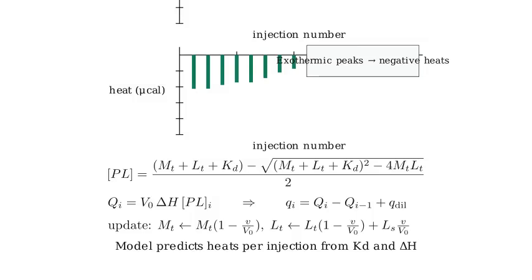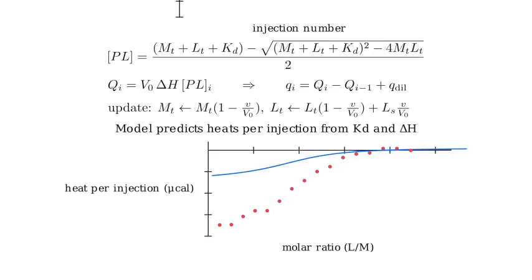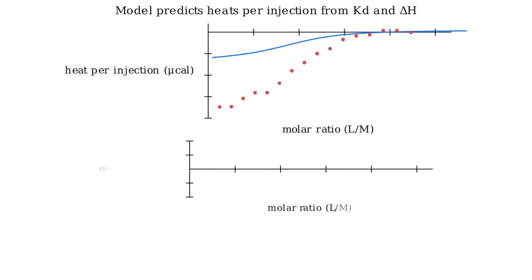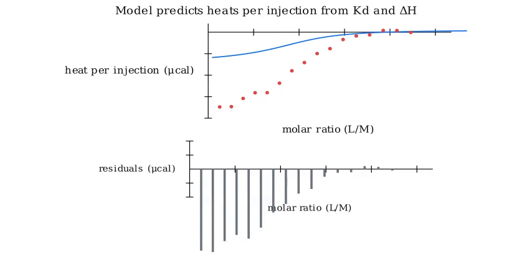Here is a clean way to visualize the fit: heats per injection versus molar ratio. The red points are the data. The blue curve is the 1-to-1 model. Below, we show residuals, data minus model. Smaller, structureless residuals indicate a good fit and sound model choice.